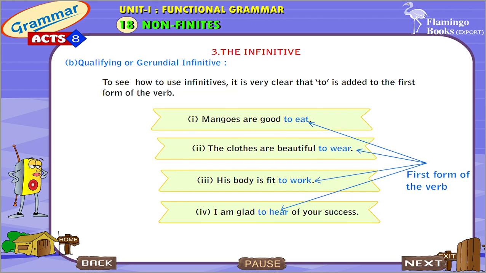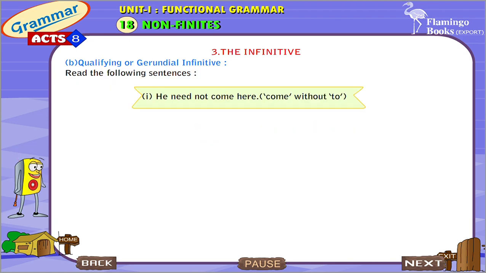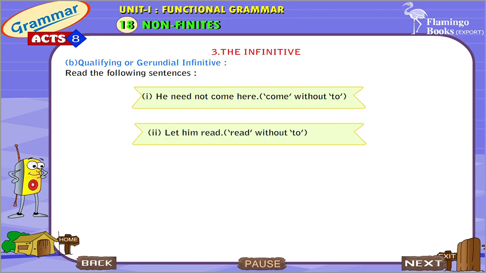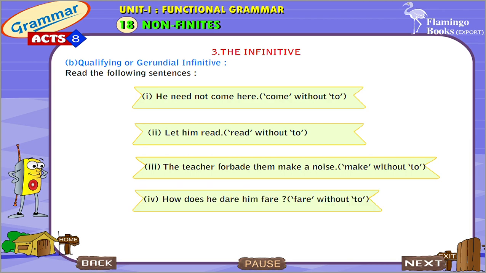To see how to use infinitives, it is very clear that to is added to the first form of the verb. But it is not an essential part, because there are some verbs which do not have to with them to make them infinitives. Such verbs are let, need, dare, forbid, etc. Read the following sentences. He need not come here. Come without to. Let him read. Read without to. The teacher forbade them make a noise. Make without to. How does he dare him fare?